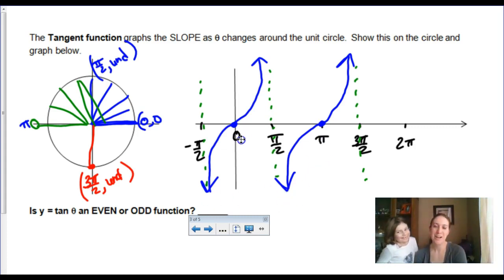So is tangent even or odd? It has symmetry about the origin, which means we have another odd function. So that was a little intro as to what the sine, cosine, and tangent basic functions look like.